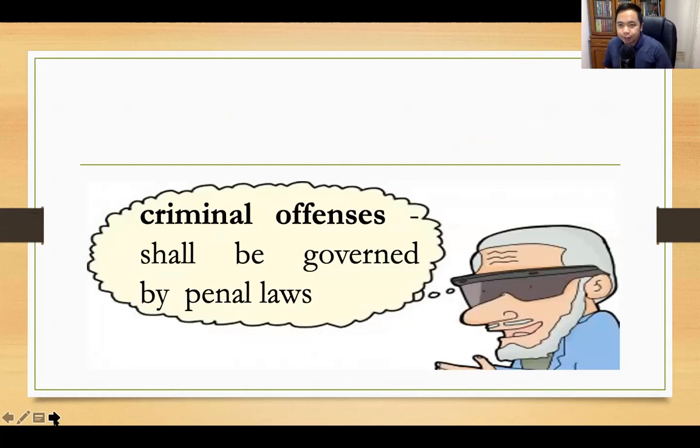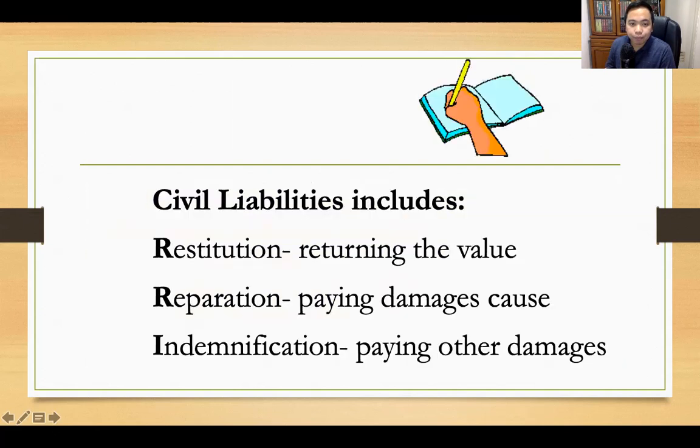Of course, class, crime or delicts as a source of obligation is governed by criminal laws or penal laws. So in the Philippines, we have the Revised Penal Code and other special penal laws. We will not discuss them because the subject will deal only with what? Civil obligations or the law on obligations and contracts, not criminal.